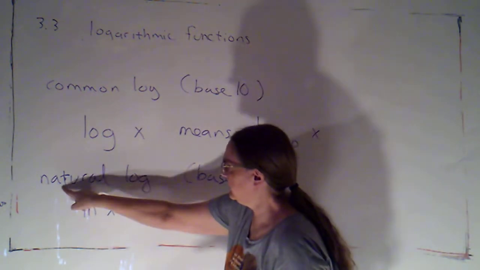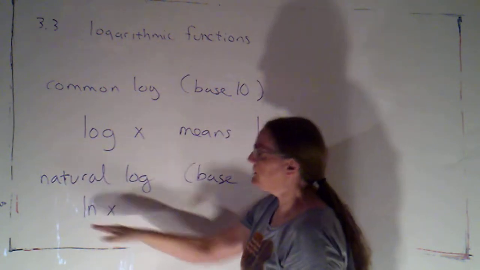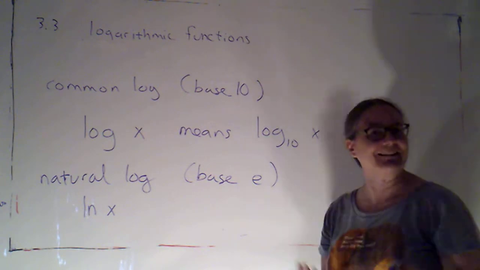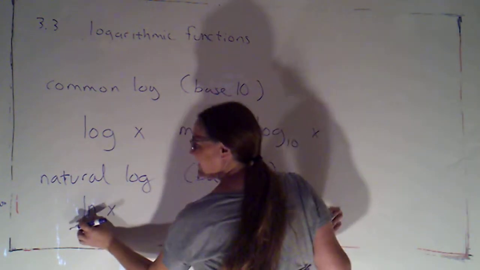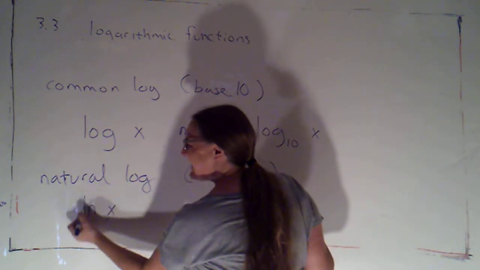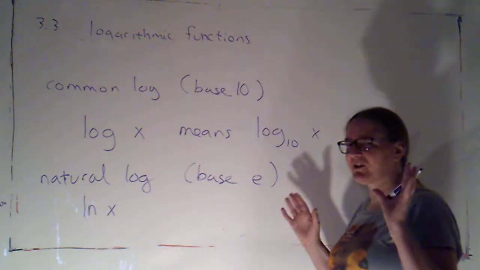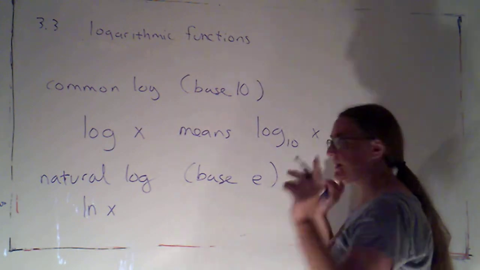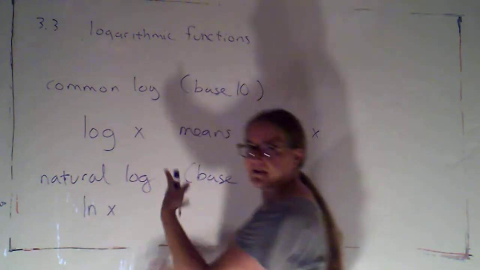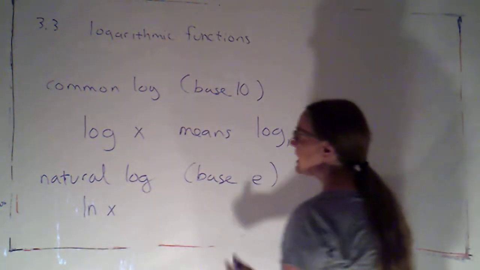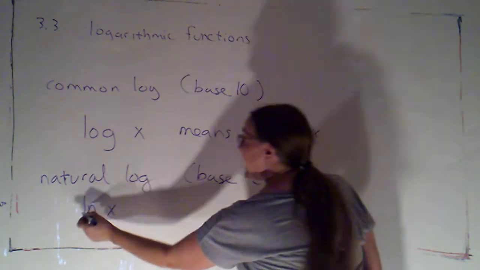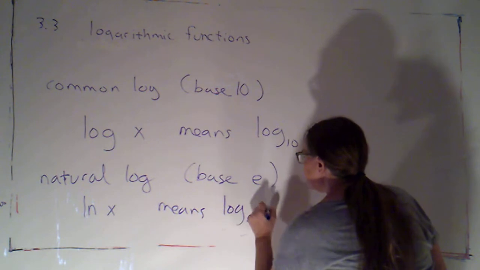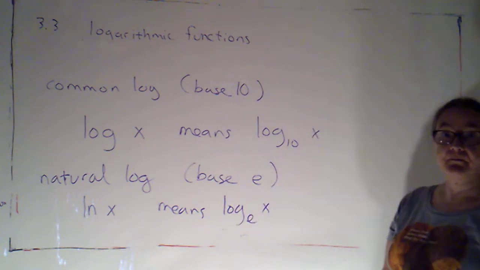Now, ln, looks like we got it backwards. Well, in Latin it would have been something like logarithmus naturalis or something like that. Okay, so this does stand for natural log. Okay, that is an L, not an I. It's not the word in, it's ln. Okay, standing for natural log, but in Latin they put the log word first and then the natural word second. Okay, all right, so ln of x means log base e of x.